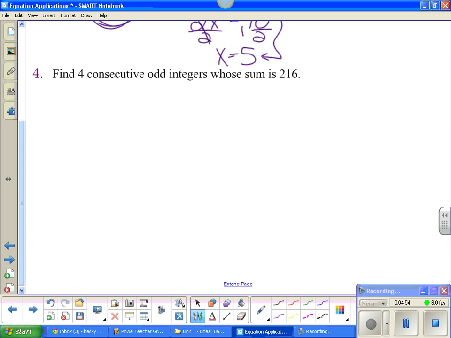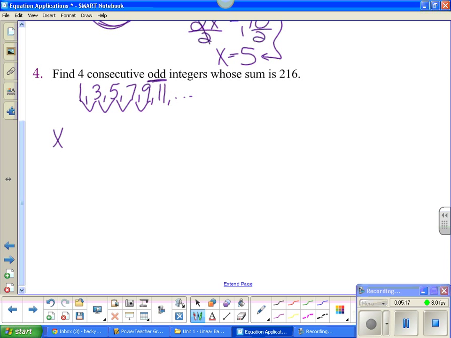Number 4, find 4 consecutive odd integers. Now, odd numbers are not 1 digit apart. Odd numbers are 2 digits apart. If I look at 1, 3, 5, 7, 9, 11, those are all odd numbers. And you can see that these are all 2 digits apart.